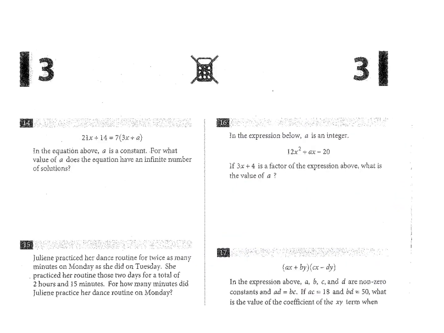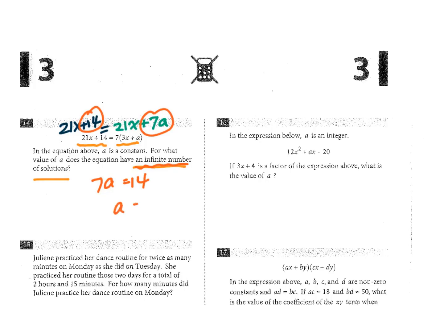In the equation above, a is a constant. For what value of a does the equation have an infinite number of solutions? If we want to get an infinite number of solutions, it means your left side equals the right side. So for the right side, I got 21x plus 7a. For the left side, we got 21x plus 14. If we want to have an infinite number of solutions, we have to make 7a equal 14. Therefore, a equals 2.